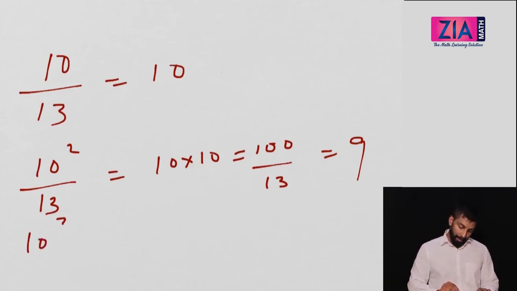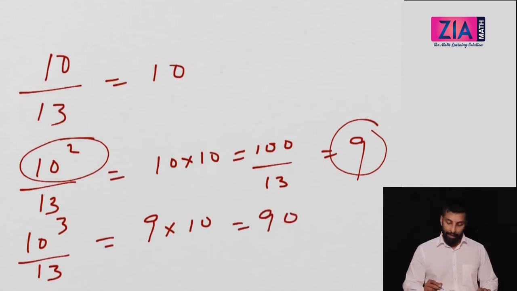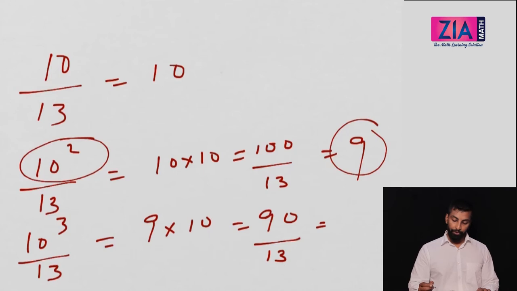What if 10 raised to 3 by 13? So 10 raised to 2 we know 9. So 9 into 10 we know 10. So 90, which is again greater than the divisor. So divide by 13, you get 90 by 13. What is the remainder? You get 12, right? Because 78 is a multiple of 13. So 12, or next multiple of 13 is 91. So if it is 90, you can also write it as minus 1.